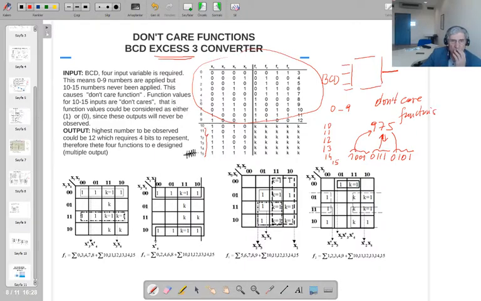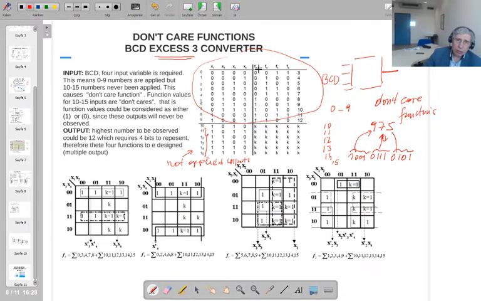These are the non-applied inputs, and then the outputs are the don't cares. So if we transfer this to the Karnaugh map, it's going to be like this. The Karnaugh maps are going to be like that. So let's examine this now.